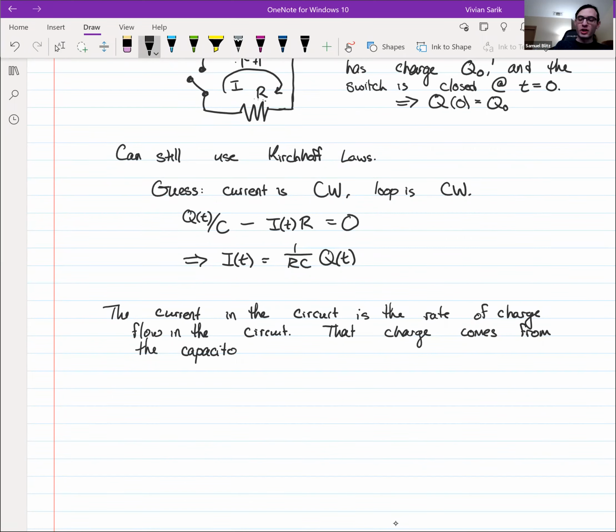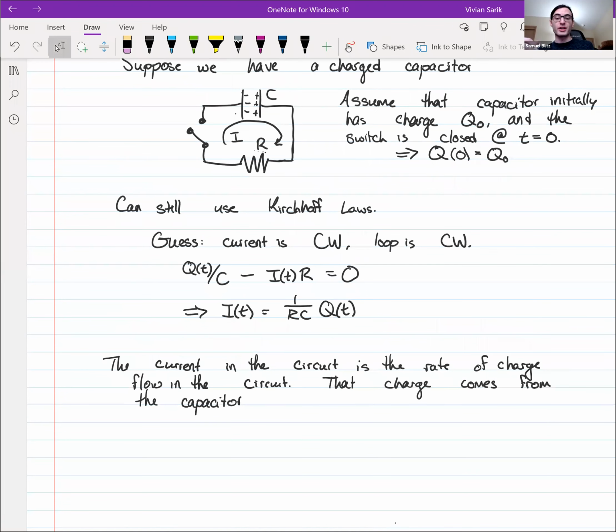For every electron that flows around the circuit, that means the capacitor is losing an electron. So if we imagine that the current is positive in the direction that we've guessed, that would mean you have a positive charge leaving per second. That would give you a current of 1.6 times 10 to the minus 19 coulombs per second, which would also tell us the rate at which the charge on the capacitor decreases.